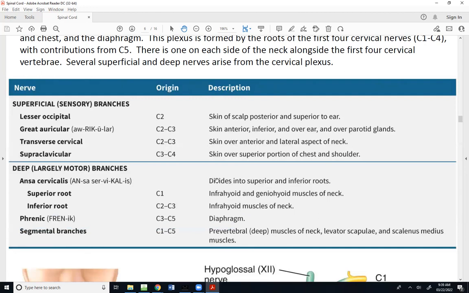What I will ask you for sure on the exam is stuff like, which of the following nerves is a nerve of the cervical plexus. So I want you to know that these are the nerves that belong to the cervical plexus. Does that make sense? Okay.